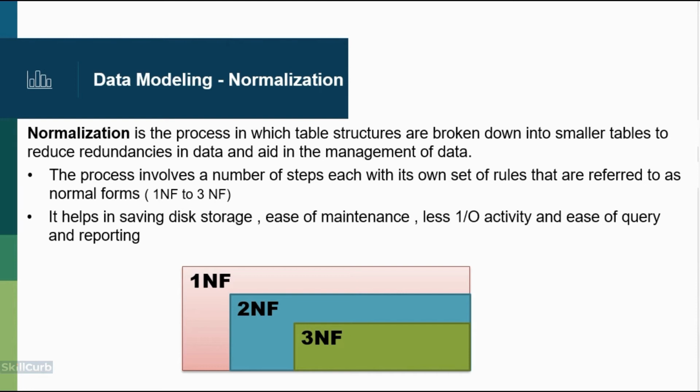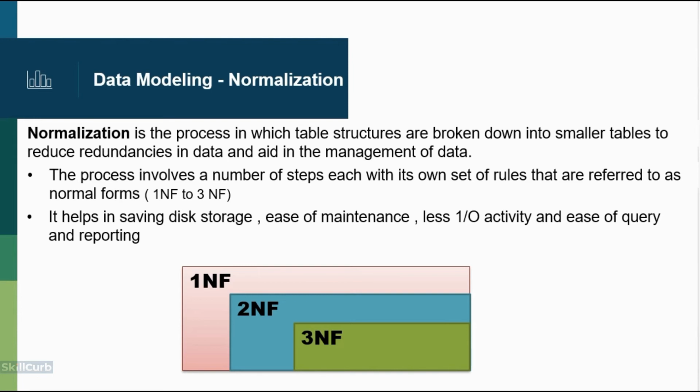Normalization goes through a few steps, and each of these steps is called a normal form. We go through first normal form, then second, and then third. And overall, some of the benefits of normalization are that you save disk storage. It's easy on maintenance for the database because you're updating less data. I/O activity gets improved, and it also helps query and reporting.